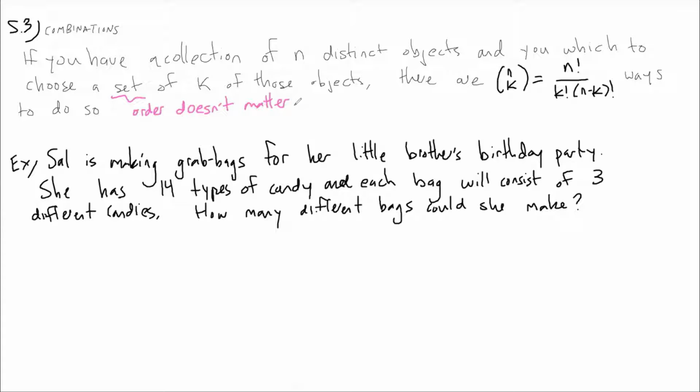So for this question, we're going to say Sal is making grab bags for her little brother's birthday party. She's got 14 different types of candy, and each bag is going to consist of 3 different candies. How many different ways could she make the bags?